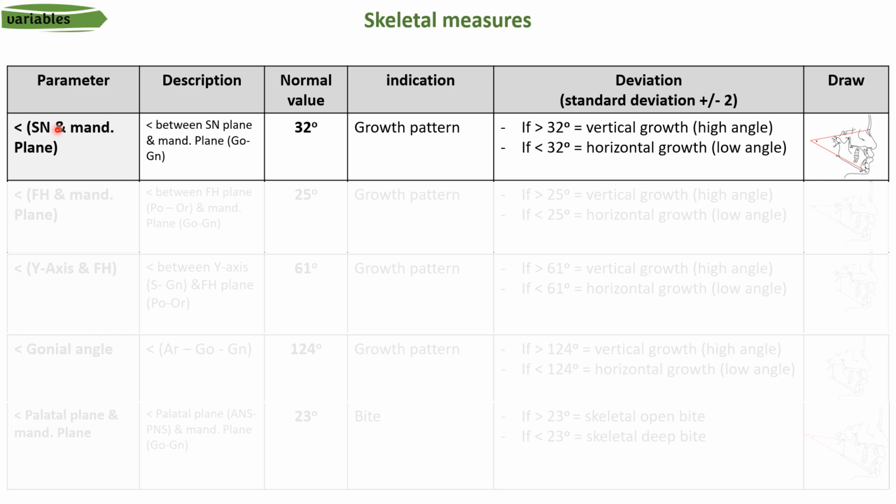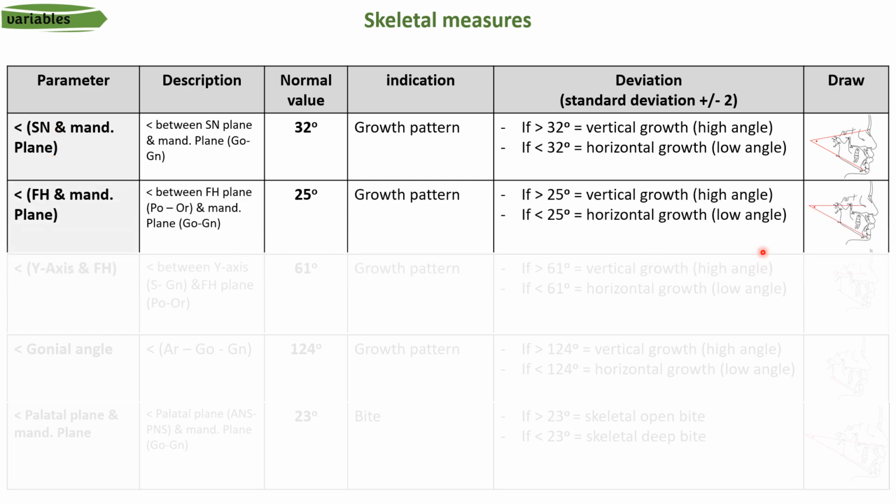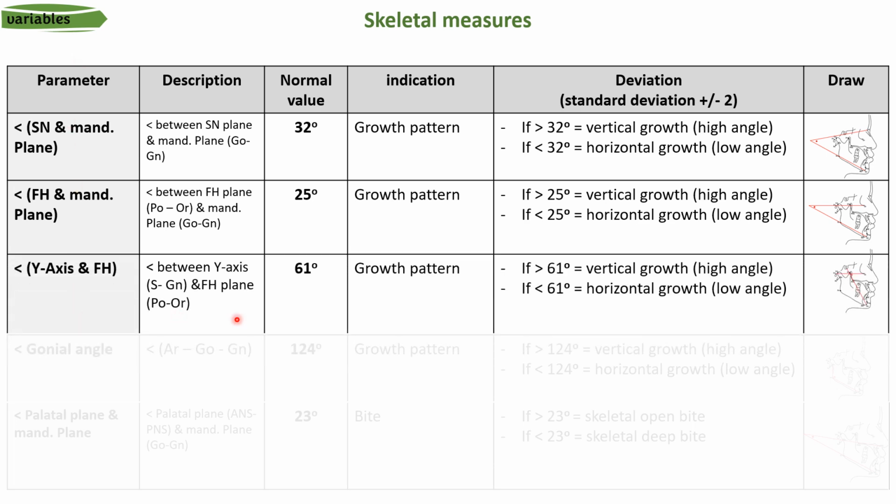The angle between the Frankfurt horizontal plane and the mandibular plane. Mean value is 25. If it increases, vertical growth. If it decreases, horizontal growth. The angle between the Y-axis that extends from the sella to gnathion and the Frankfurt horizontal plane that extends from the porion to orbitale. Mean value is 61 degrees, and it indicates the growth pattern as well. If it increases, it indicates vertical growth. If it decreases, it indicates horizontal growth.